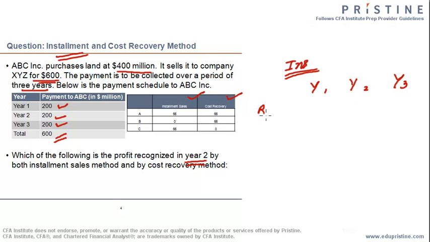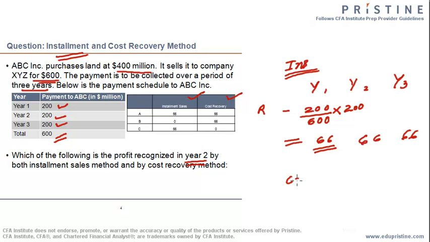What would be the profit recognized in year 1? The installment collected is 200, divided by the total installments to be collected, which is 600, multiplied by the profit which is being booked, which is 200. So the first year the profit would be 1/3 of the total, which becomes 66, roughly, rounding error. Similarly 66 for the next year and 66 for the third year.